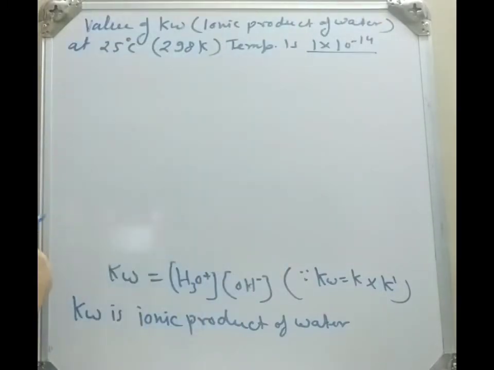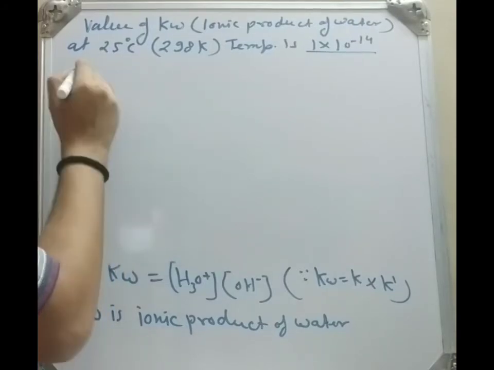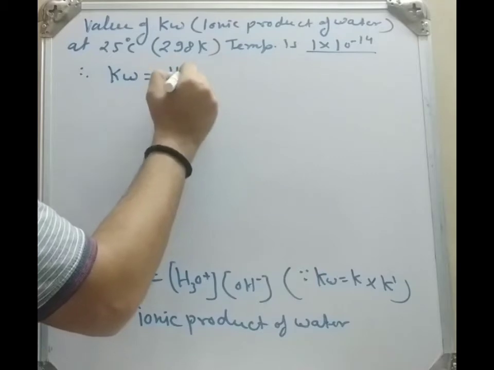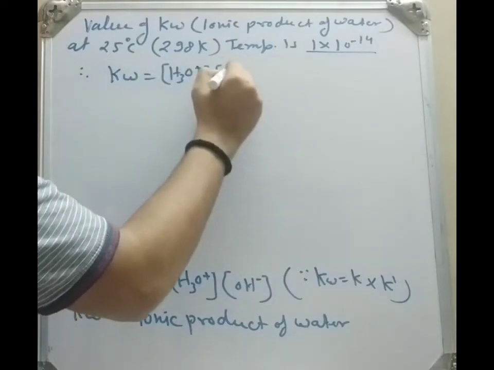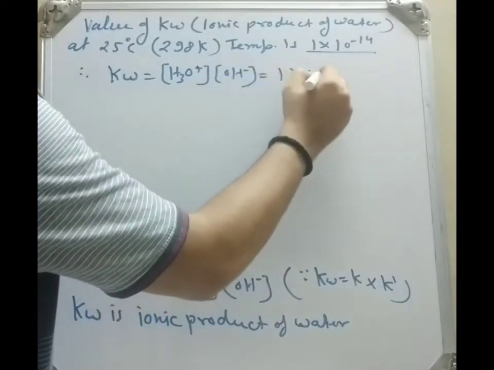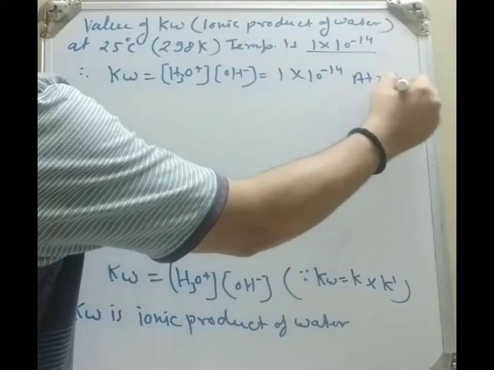Its value can change at different temperatures. When we change the temperature, the value will change. That's why I'm writing at 25 degrees Celsius. Now Kw is equal to H3O plus concentration times OH minus concentration, which is equal to 1 into 10 raised to minus 14 at 25 degrees Celsius.